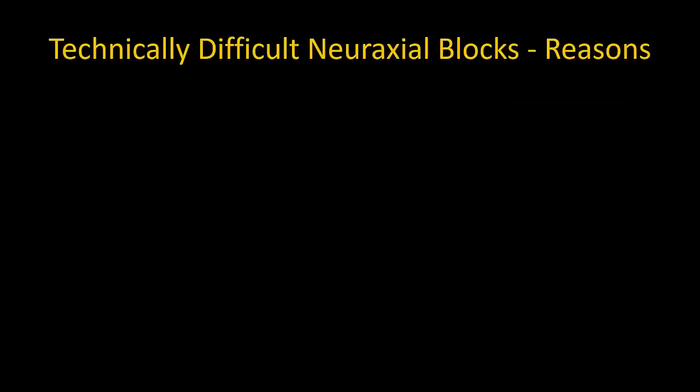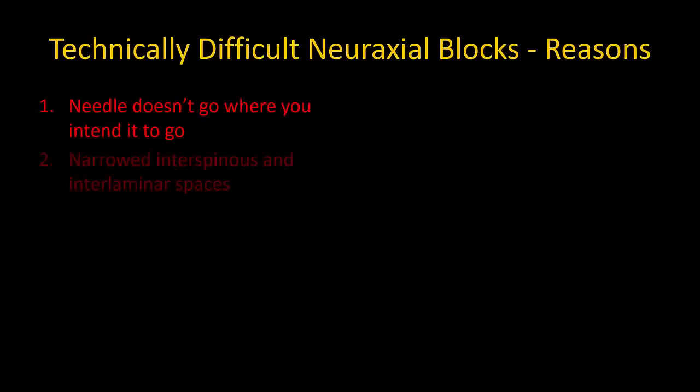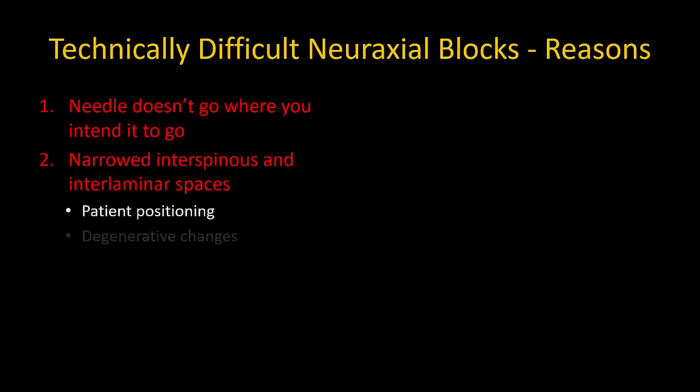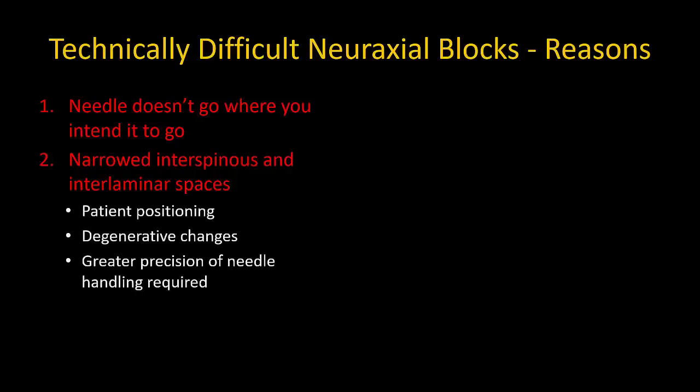There are four major reasons why difficulty may be encountered when performing spinal or epidural anesthesia. First, when inserting the needle, it doesn't go where you intend it to go. Second, the spaces that the needle must traverse, the interspinous and interlaminar spaces, are narrower than usual. This may be due to suboptimal patient positioning and a persistent lumbar lordosis, or degenerative changes in the spine. In this setting, meticulous and precise technical skills are essential for success.